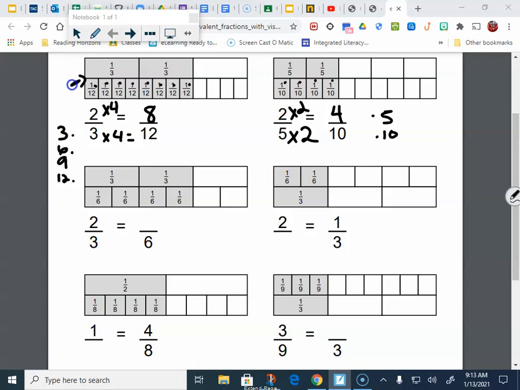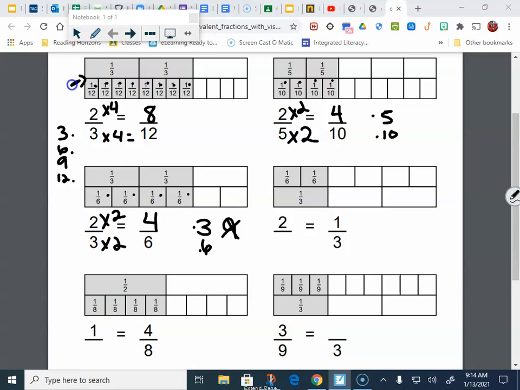Next, I've got 2/3 equals blank over 6. Well, what times 3 equals 6? I can go 3, 6, 9. Well, there we go, here I got 6. 1, 2. 3 times 2 equals 6. So since I do the same thing to the numerator that I do to the denominator, I'd multiply that by 2 and get 4, or I would count 1, 2, 3, 4.